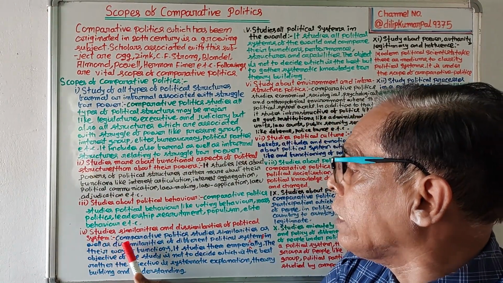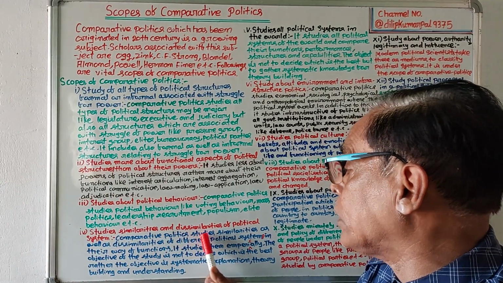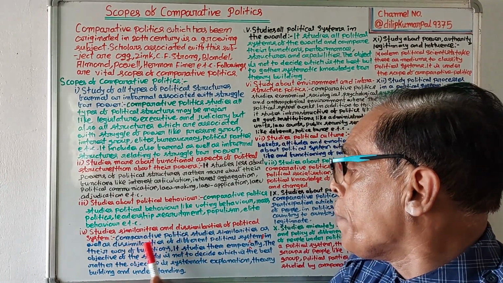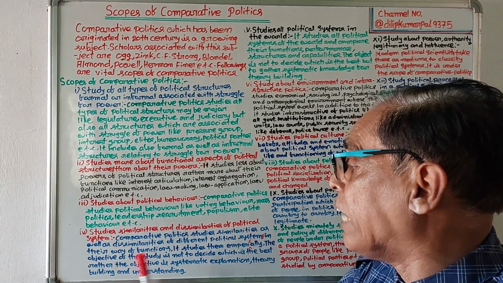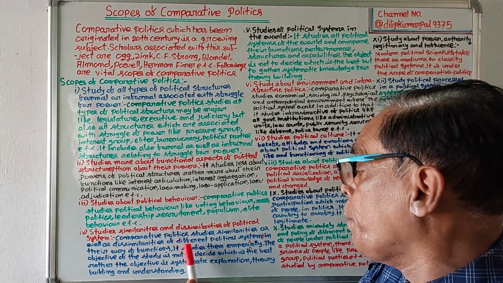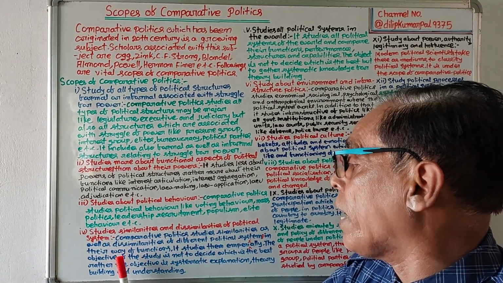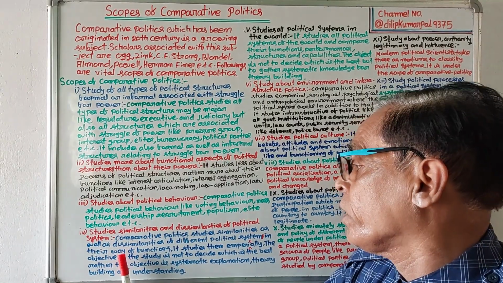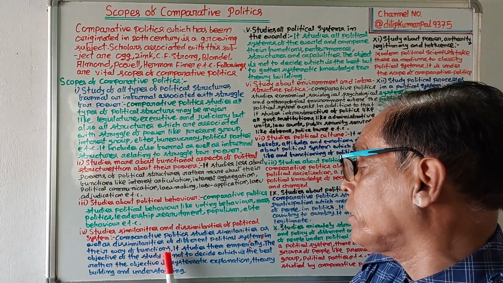Number 4, it studies similarities and dissimilarities of political systems. Comparative politics studies similarities as well as dissimilarities of different political systems in their way of functioning.